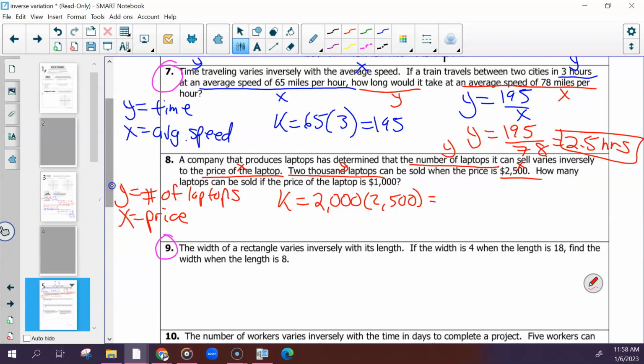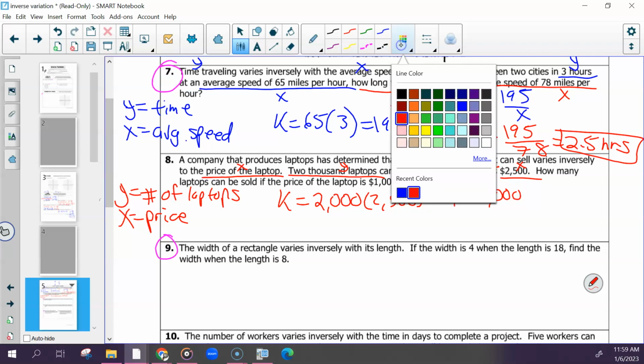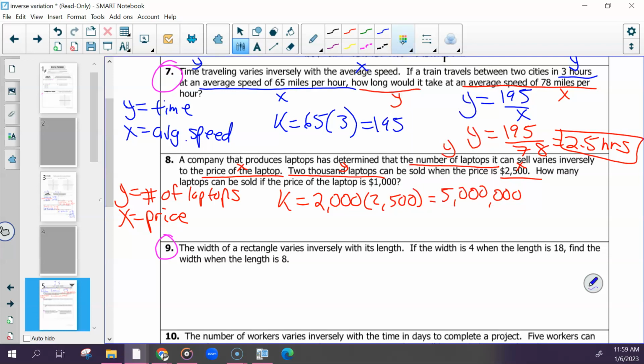Multiply that, someone tell me what you get. Yeah, as we said, it's going to be a really big number. So put that into your equation. Y equals 5 million over x.